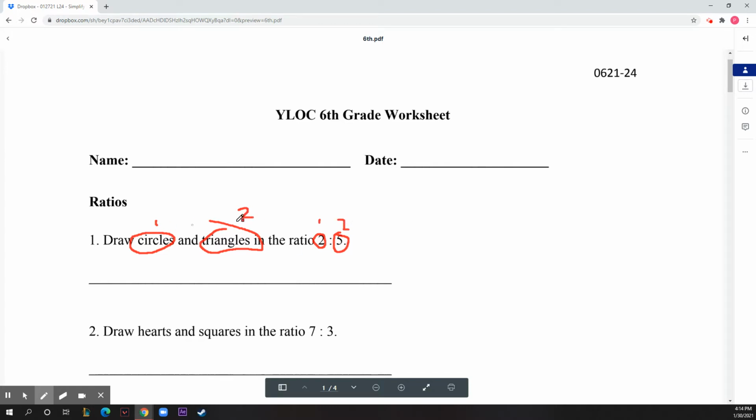Okay, so circles in two, which means we draw two circles. Okay, and triangles in five means we draw five triangles. Okay, that's basically it.